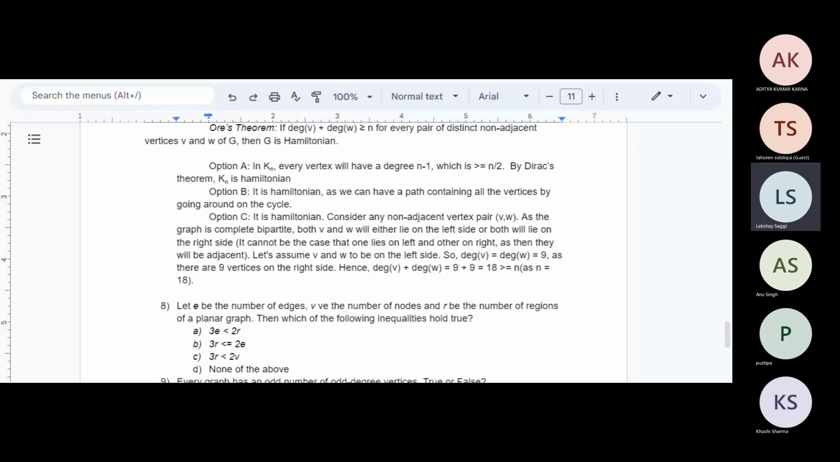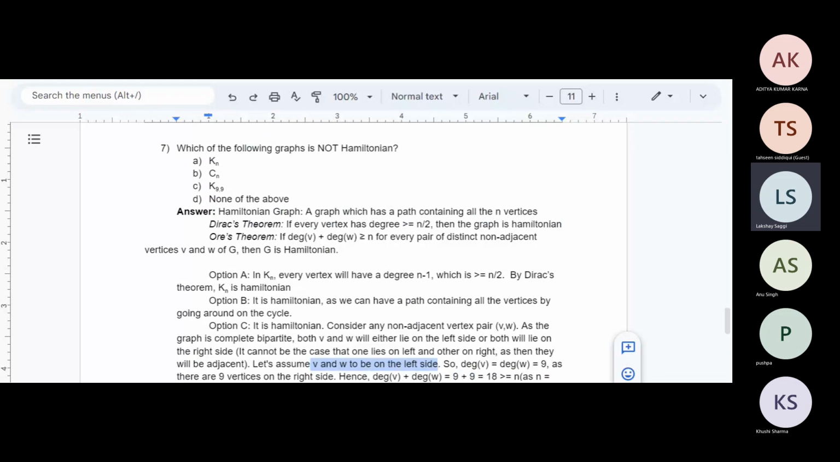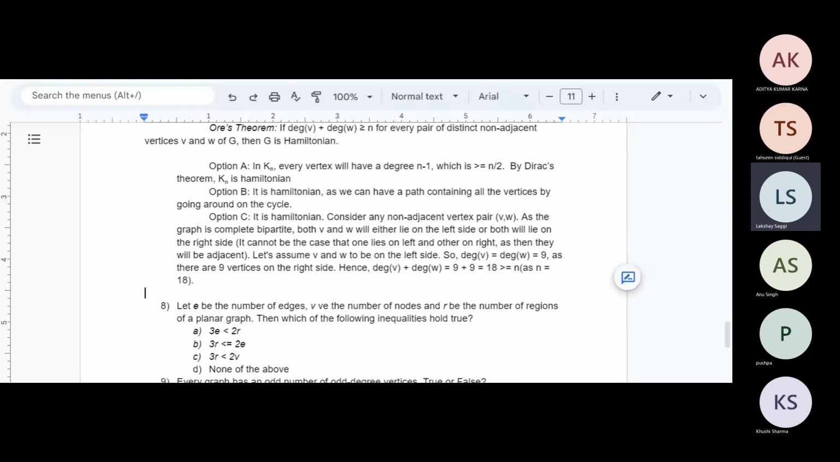So similarly, like we had assumed V and W to be on the left side, if V and W both are on the right side, then also we can say that there will be 9 edges. Degree of V and degree of W will again be 9. So again we can make the same claim in that case also. So what we have shown is that for any non-adjacent V and W, degree of V plus degree of W will be greater than or equal to n. So by Ore's theorem, K9,9 is Hamiltonian.